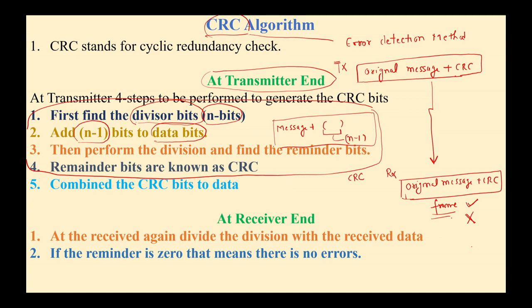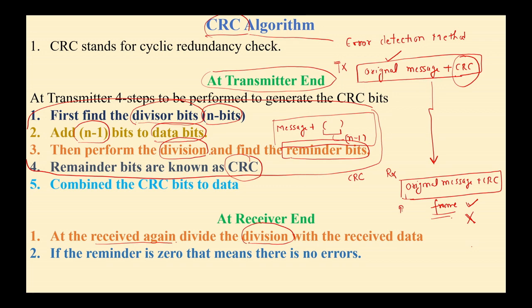Then we perform a division operation, and after the division operation we get a remainder value. This remainder value is known as the CRC. As I already told you, what is transmitted is the combination of the original message and the CRC. Once you get the CRC you include it in the message, and this message is transmitted. Again at the receiver we perform a division operation on the received frame.